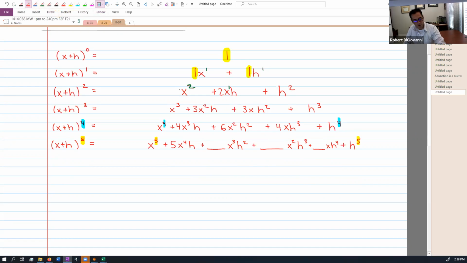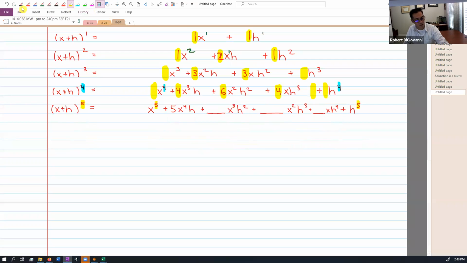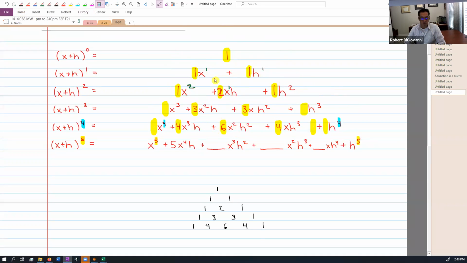And then on the next row, it's a 1, and then a 2, and then a 1. So I've got 1, 2, 1. 1, 3, 3, 1. 1, 4, 6, 4, 1. Do y'all see that? Now I'm going to write those down a different way. 1, 1, 1. 1, 2, 1. 1, 3, 3, 1. 1, 4, 6, 4, 1. That's what these numbers would be.